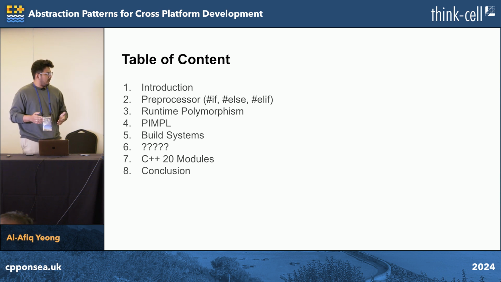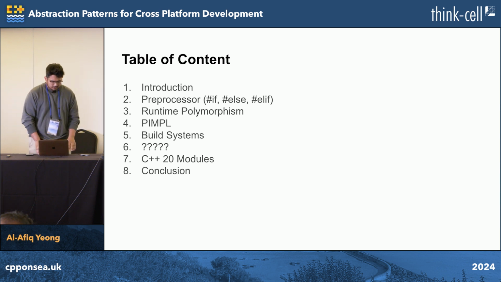Then we'll see how we can use build systems to help us create the abstraction. For number 6, I'm just going to leave it out to the presentation because personally, I don't even have a name for that pattern. Then we'll talk about C++20 modules and how we can use C++20 modules to help us create an abstraction pattern. Then we're going to close it off with a conclusion. So without further ado, let's begin.